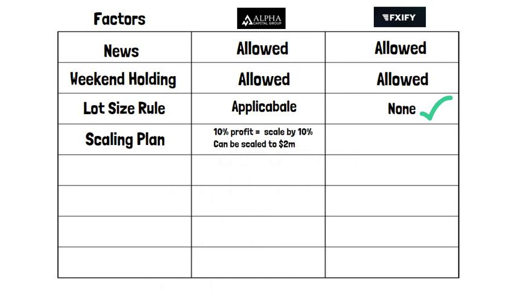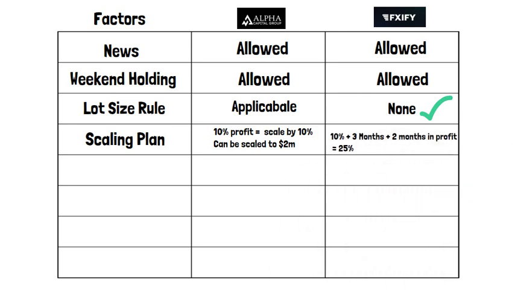So in case of Alpha Capital Group, if you make 10% profit, you can scale your account by 10%. Even if you make a withdrawal, your 10% will still be there in that account as a balance. So that is how they are going to scale your account. In case of Alpha Capital Group, it can be scaled all the way up to $2 million.